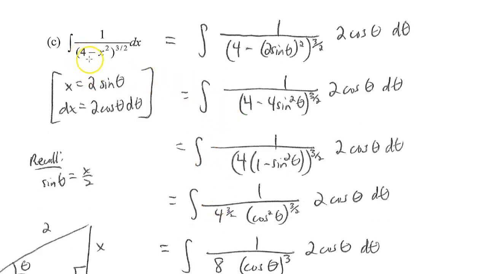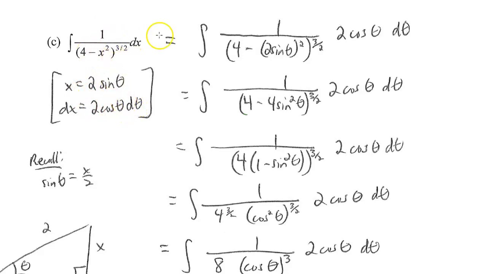Now this one, we have a 4 minus x squared. Okay, so our substitution is going to be with a sine. If it were x squared minus 4, it would be a secant, x equals 2 secant. Or if it were 4 plus x squared, or x squared plus 4, it'd be x equals 2 tangent theta. But it's x equals 2 sine theta here. Then dx would be 2 cosine theta d theta.